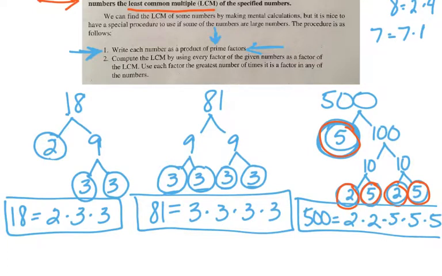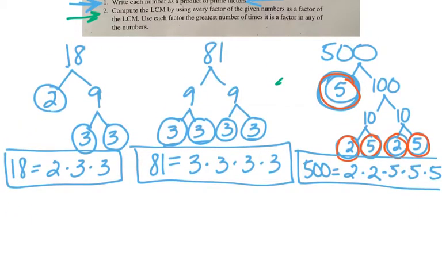So now I have a list of my 3 numbers that I'm trying to find the least common multiple for, but now I have each one written out as a product of its prime factors. The next step, number 2 right here, is to compute our least common multiple using every factor of the given numbers as a factor of the least common multiple. And we have to use each factor the greatest number of times we see it appearing. So I'm going to scooch my screen down and write least common multiple. So here, you're just a detective going through and looking at each one and making sure you're accounting for every number and doing it the greatest number of times it appears in any one.